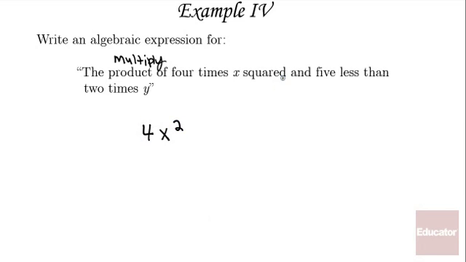It's asking me to multiply that and, so I'm multiplying 4 times x squared and 5 less than 2 times y. 5 less than, we've got that by now, that I'm going to put the minus 5 last. Therefore, I have 2y minus 5. So it's 5 less than 2y. Going back, because even though this was short, it was somewhat complex, I'm going to go back and check this. The product of, so I am multiplying. And what I'm multiplying is 4 times x squared and 2 times y minus 5.